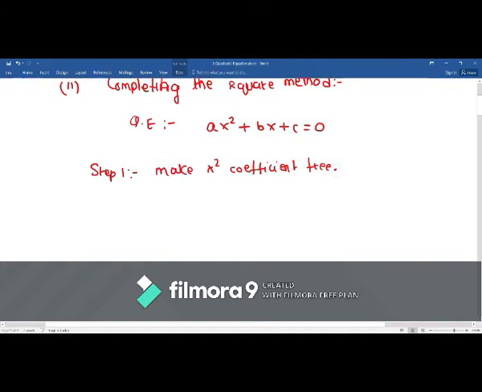So make x square coefficient free. Those who don't know about coefficient, what is coefficient? It's actually a number just before a variable. So this is variable, this is variable. So here b is coefficient of x and a is coefficient of x square. So to make x square coefficient free, we have to remove a from here. So how are we gonna do here is x square plus b by a x plus c by a equals to 0. So now this x square is coefficient free.